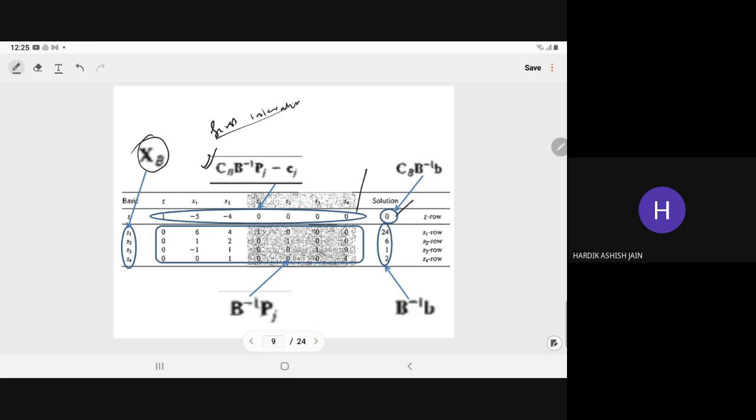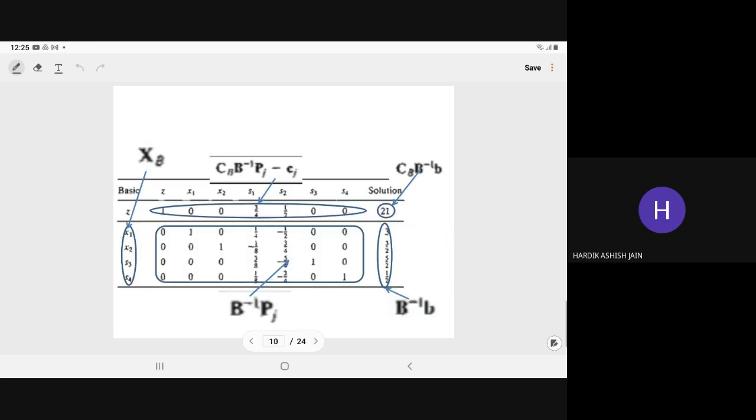Whatever the right hand side, that is a 0, that we can write with the help of the CB B inverse B. Whatever the right hand side, that is equal to the B inverse B. And the body part, 6, 1, minus 1, 0, 4, 2, 1, 1, 1, 0, 0, 0, 0, 1, 0, 0, 0, 0, 1, 0, 0, 0, 0, 1, that you can obtain through the B inverse PJ. The same formula is applicable for the optimal table or any intermediate table.